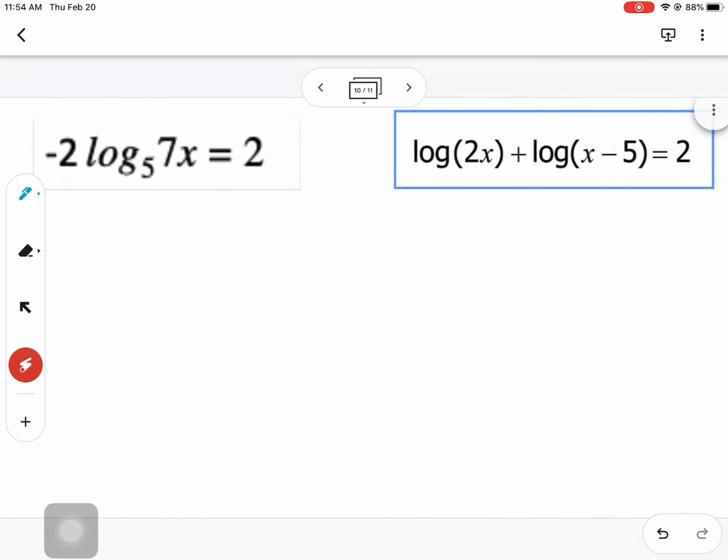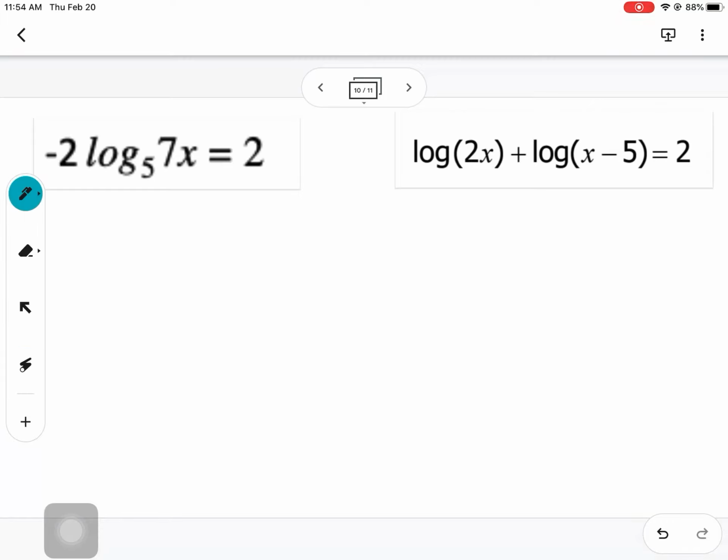Okay, with these we're going to have to do some more isolating and some solving. So first off, on this one, you have two options with dealing with this -2. You can pull it in, and in log equals log problems you have to do that. But if it's a log equals a number, I can get rid of it algebraically by dividing it to the other side, and to me that's a little bit easier here.